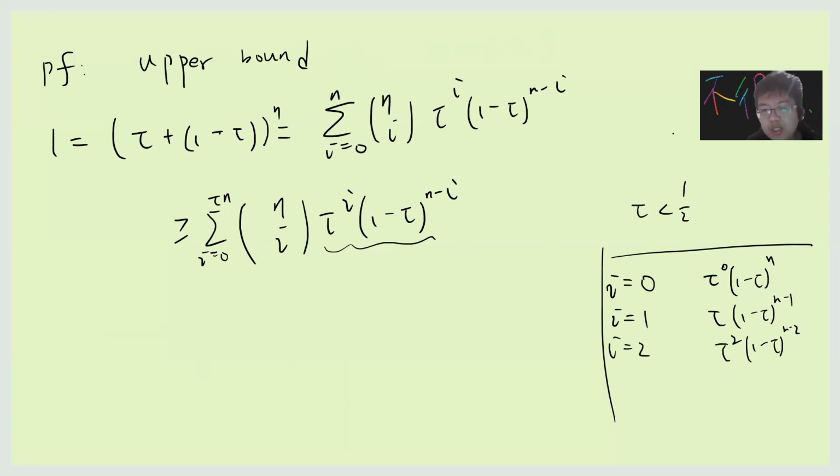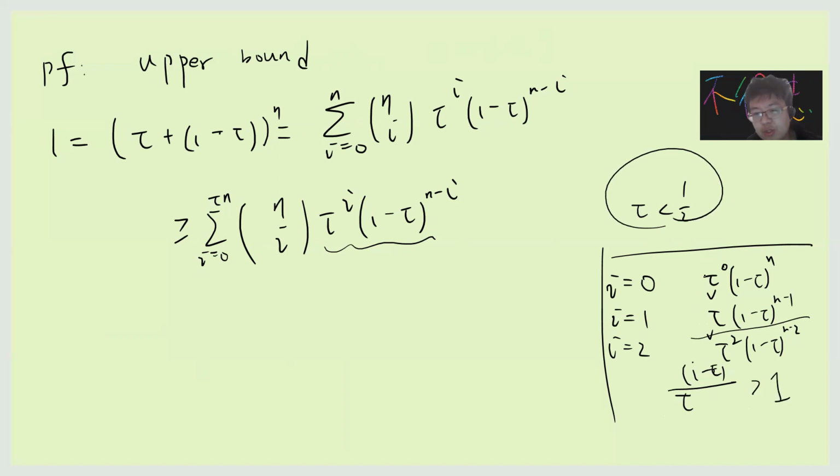You can easily check that this is greater than this, greater than this. You can check by yourself. This is not difficult because their ratio, let's say I divide this, is (1 minus tau) divided by tau. But tau is less than half, so this ratio is greater than 1. So that means I can replace this tau to the i by tau to the tau n.